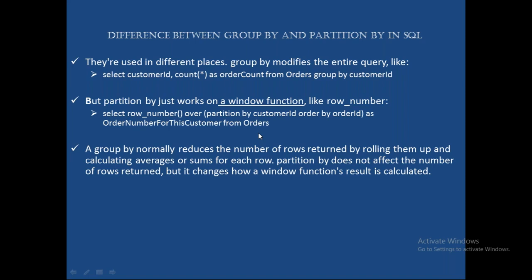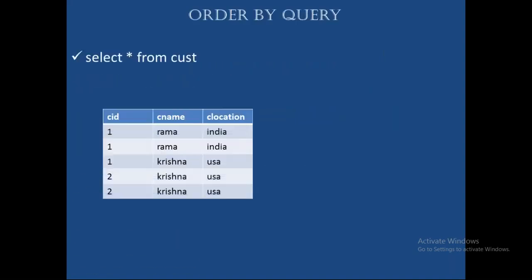So do not worry. If I explain all those things you will get confused, but I will show you with the tables. Here is how you need to use the partition by. Next, order by query. Select star from cust. These are the records.